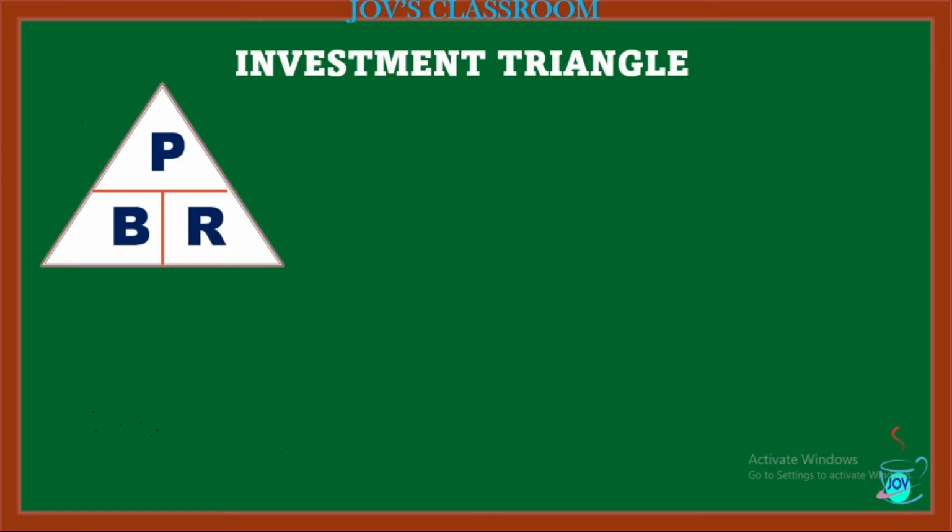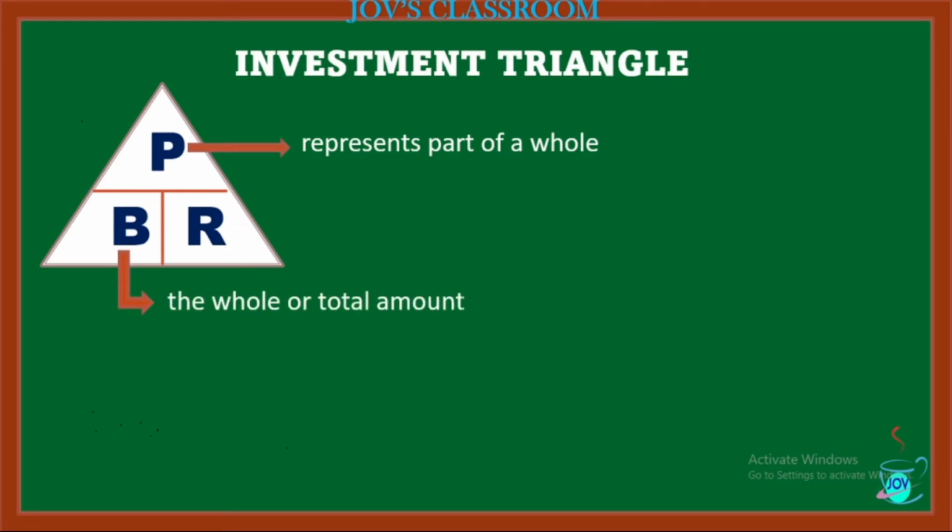The rate is the interest rate annually. Formally, P represents part of the whole invested money. The base is the whole, or the total amount of money you invest in a particular business. And of course, the rate is the annual interest rate. In algebra investment problems, most of the time we are referring to an annual interest rate.